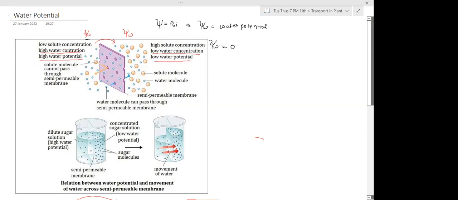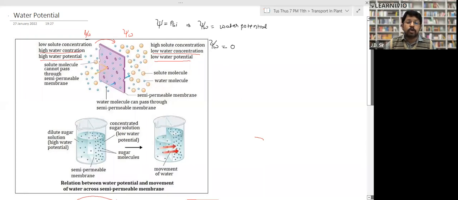So when I add some impurity to it, when I add some solute molecules to it, what will happen? The energy of the water molecules will decrease. So that we call solute potential. Suppose the energy decreases by -2. So this is called solute potential. Is it clear?